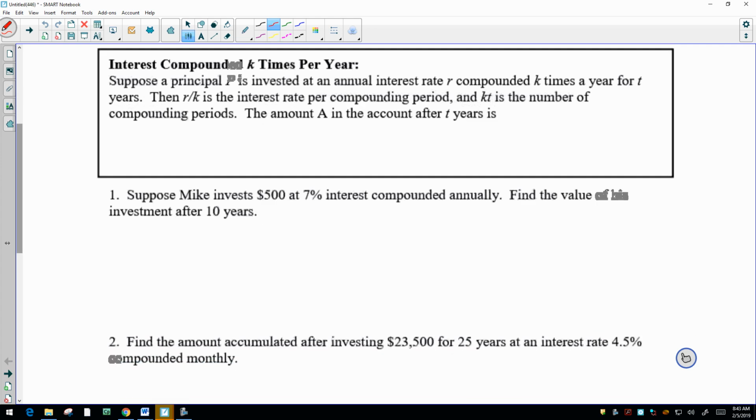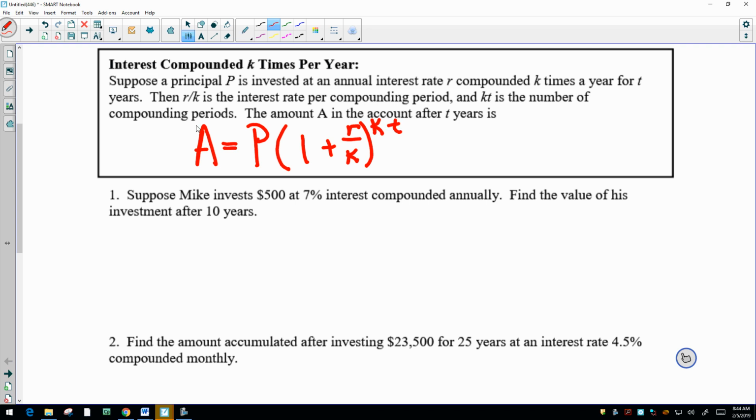Interest compounded k times per year. So here's our basic formula, and this works for 1 time a year, 12 times a year, which would be monthly, 4 times a year, which would be quarterly. And our formula is A equals P times (1 plus r over k) raised to the kt. So let's see what that is.